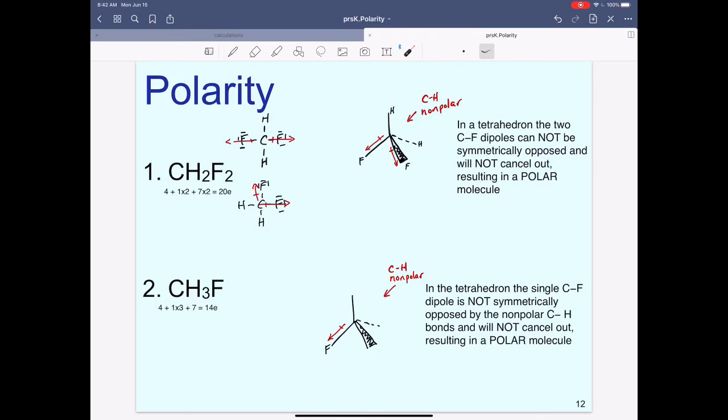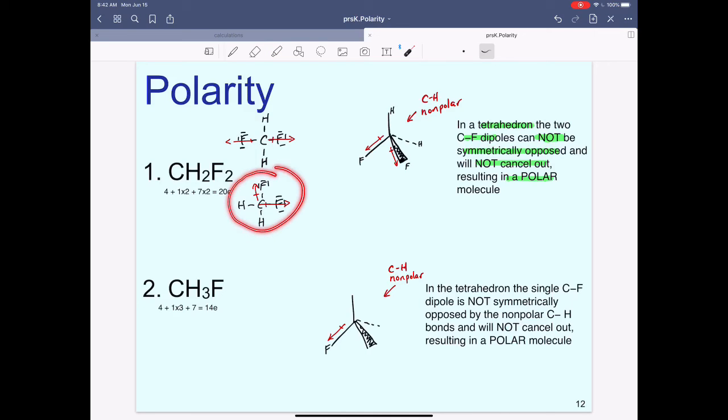It's tempting to think, if one were only to consider the cross structure, that the fluorine dipole carbon-fluorine bonds could cancel out. But it's important to remember that this molecule is a tetrahedron, and it's impossible to place the CF dipoles opposed, and so they are not symmetrically opposed. They will not cancel out, and this will result in a polar molecule.